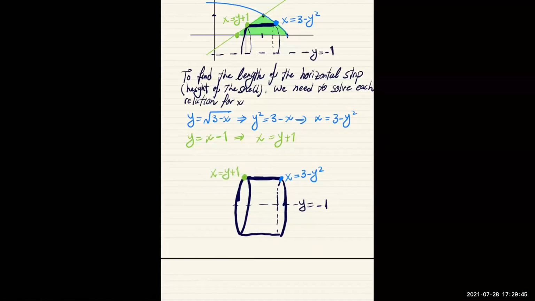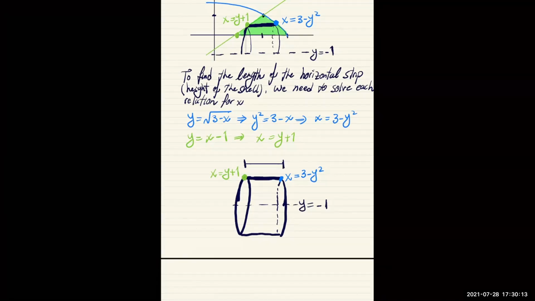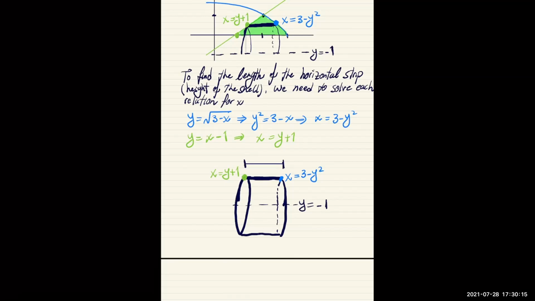I want to find the height, this height right here. What do I do to find that length? This length here, guys. Right minus left. Right minus left. The right x, the bigger x, minus the smaller x. Okay, and again, these are all in terms of y because of that dy.